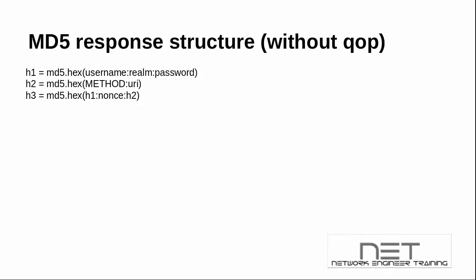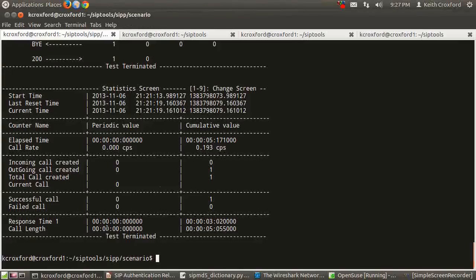Now, one last thing before we go into this, one quick overview on how the MD5 response is structured. Without QOP, it's like this. The first hash is a hash of the username, the realm, and the password. The second hash is a hash of the method and the URI. In this case, the method is going to be a BYE. And the third hash is a hash of the first hash, the nonce, and the second hash. If you're using QOP, it's going to be a little bit different on the third hash, which is right here. The third hash is a hash of hash 1, the nonce, the NC, the C nonce, the QOP, and finally hash number 2. So let's get started on this with SIPp.